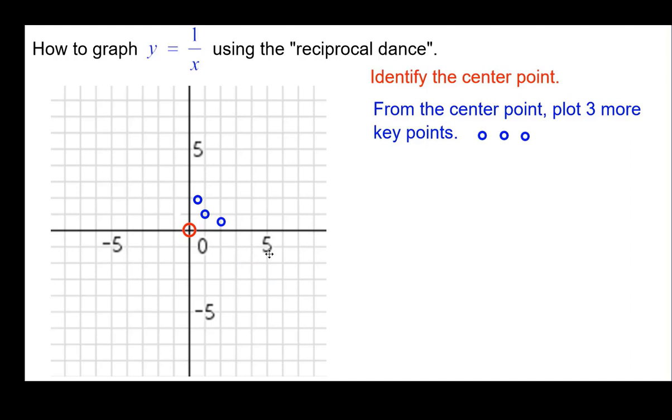We can do 3 more points in the third quadrant. Left 1, down 1. Negative 1 times negative 1 is positive 1. They're reciprocals. Left 2, down a half. And left a half, down 2. So we have 6 points from that center point.